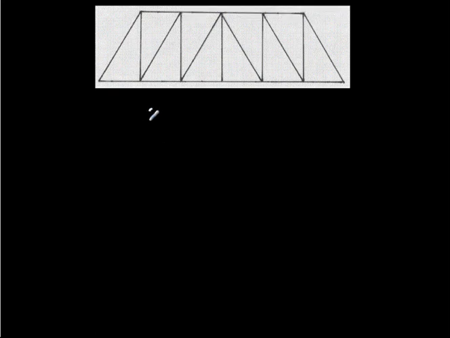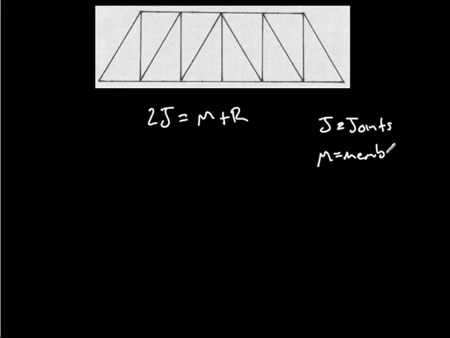It's a pretty easy formula to go through, and basically what you're looking at is 2J equals M plus R. And just to recap, for those of you who don't remember what the J, the M, and the R stand for, the J stands for joints, the M stands for members, and the R stands for reactions. Okay, it's pretty simple, pretty easy.